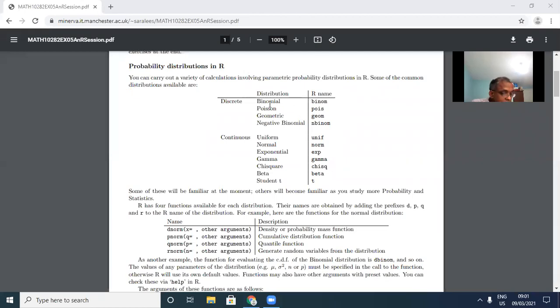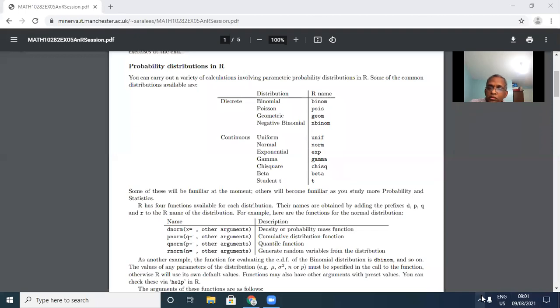So, as you know, there are 2 types of distributions. There are the discrete ones, and there are the continuous ones. Now, some of the discrete distributions implemented in R are the binomial, Poisson, etc. And some of the continuous distributions implemented in R are uniform, normal, exponential, etc.